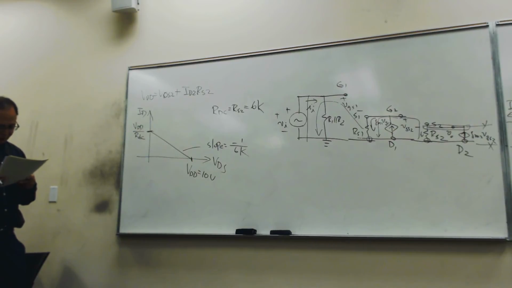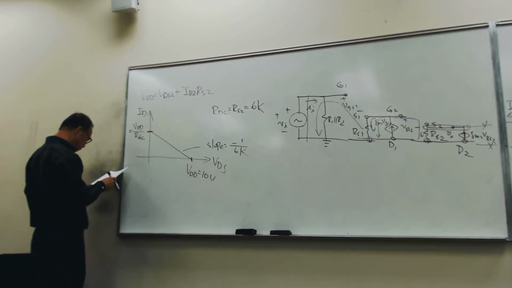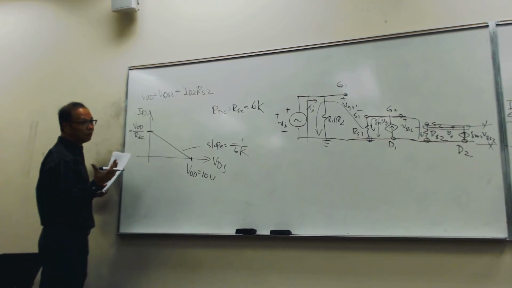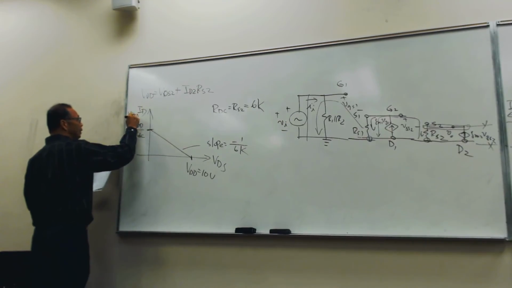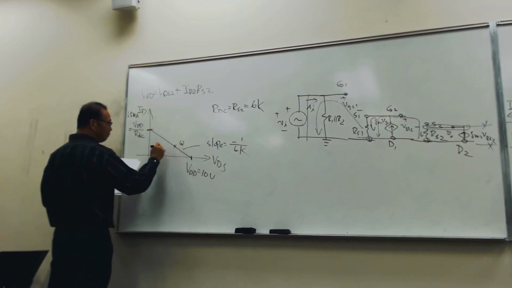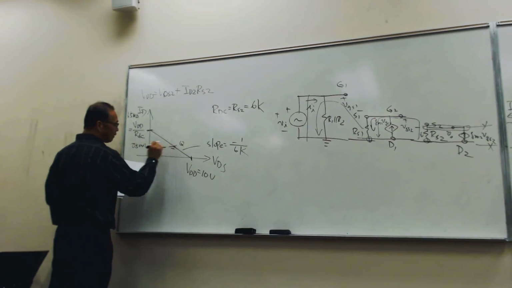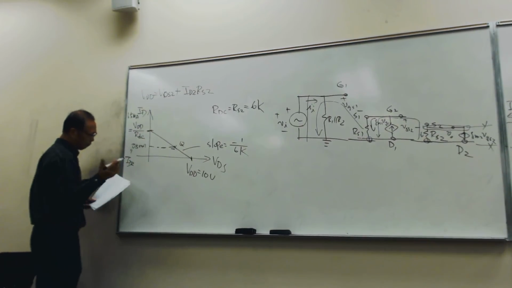So what is ID2? ID2 is 0.5 milliamp. So what is this, by the way? This is 10 divided by 6, so it's 1.5 milliamp. So the Q point is a bit lower, right? So it's 0.5 milliamp. So this is IDQ, ID2.